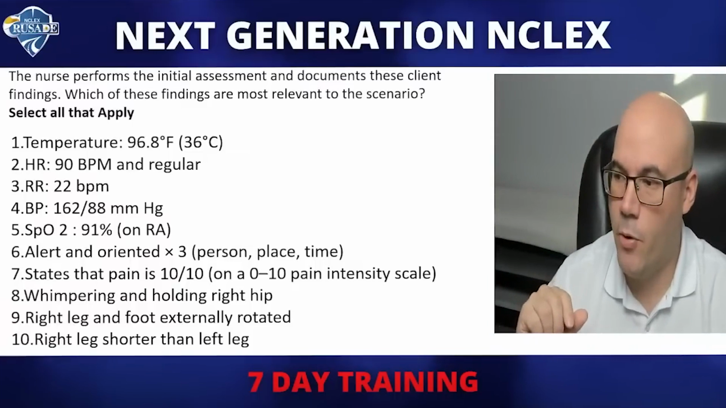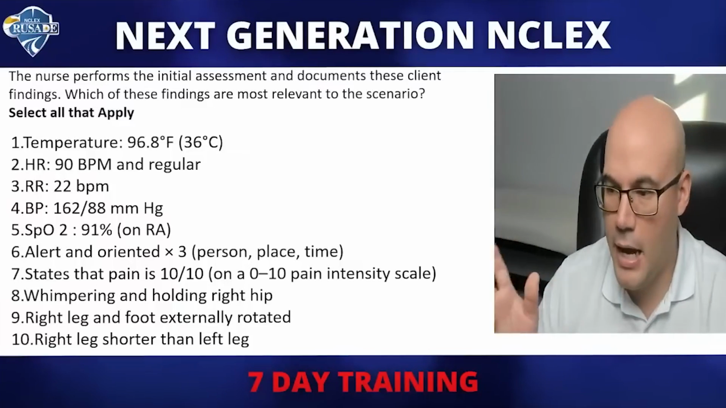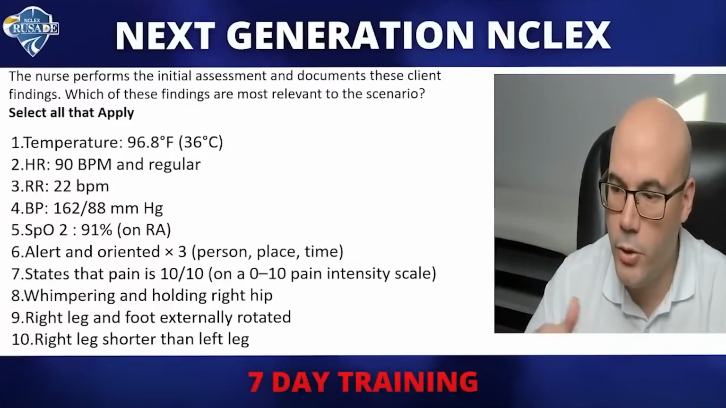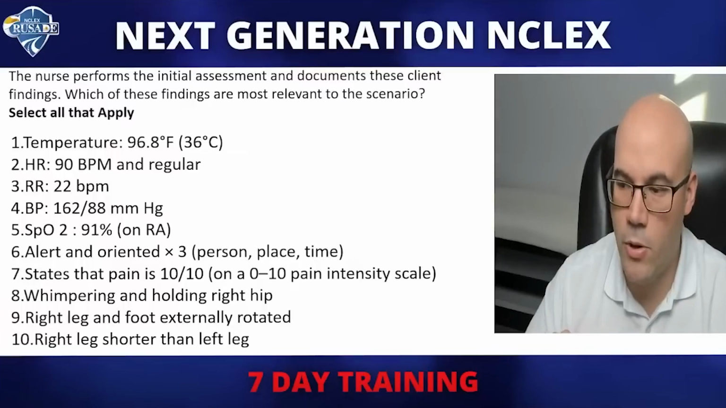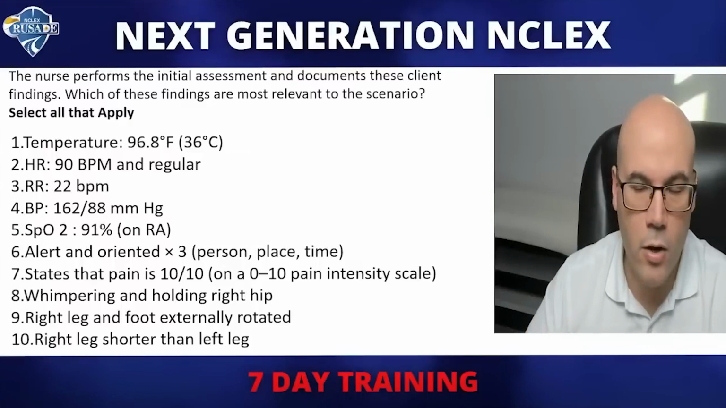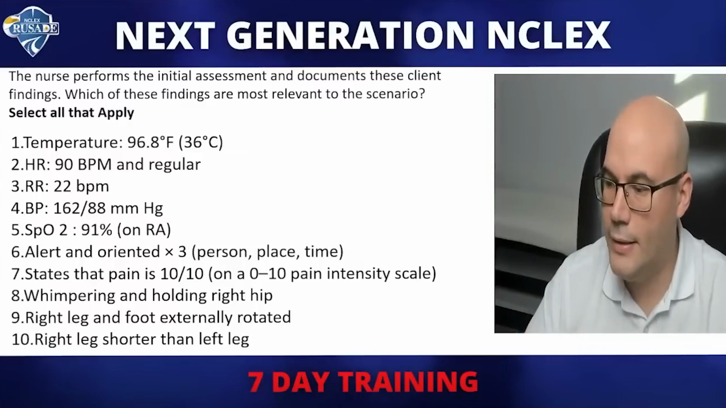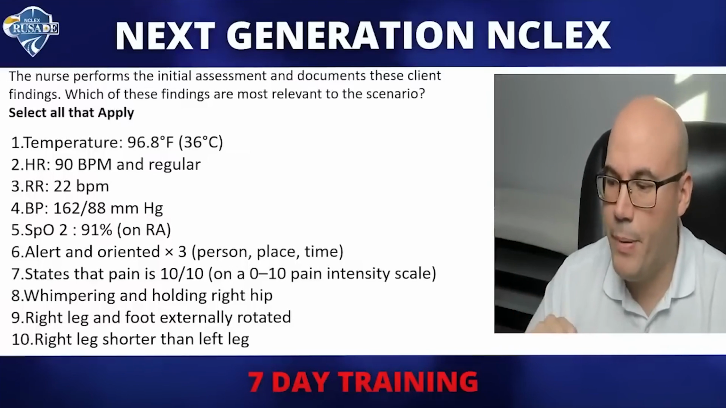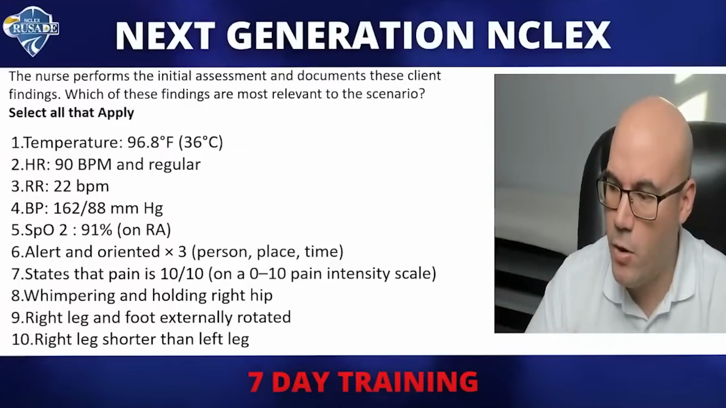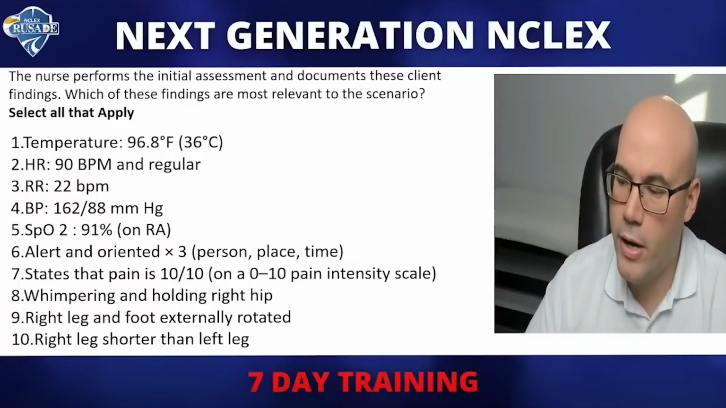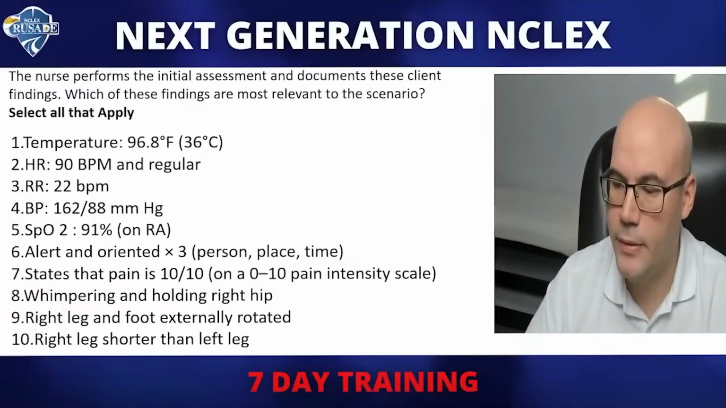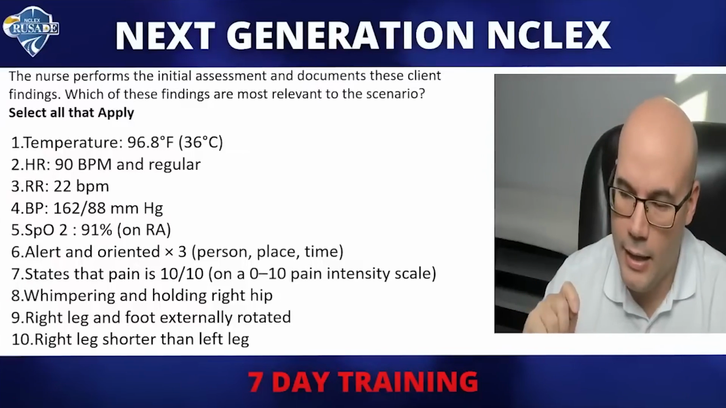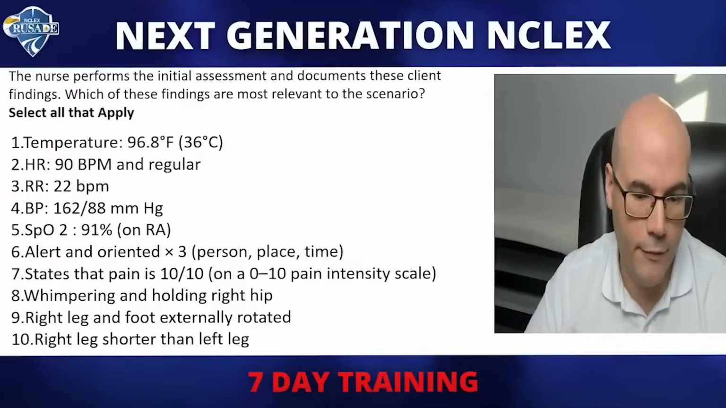Temperature 96.8, heart rate 90 beats per minute and regular, respiratory rate 22, BP 162/88, SpO2 91 on room air, alert oriented ×3 to person, place, and time. States that the pain is 10 out of 10, so severe pain. Whimpering and holding right hip, right leg and foot externally rotated, and right leg shorter than the left leg.